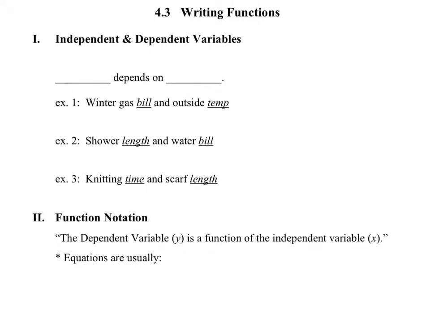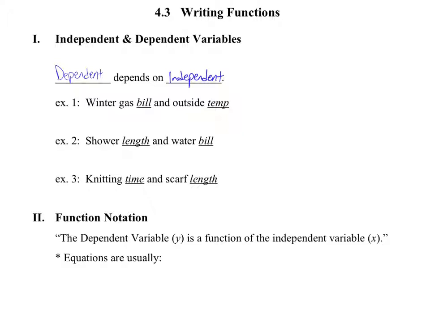So 4.3, we're looking at writing functions. Then we're going to be doing this function notation down here, which a lot of books refer to as Euler's notation, or sometimes people pronounce it Euler's notation. But okay, so we're going to do this independent, dependent variable. So the dependent variable always depends on the independent variable.